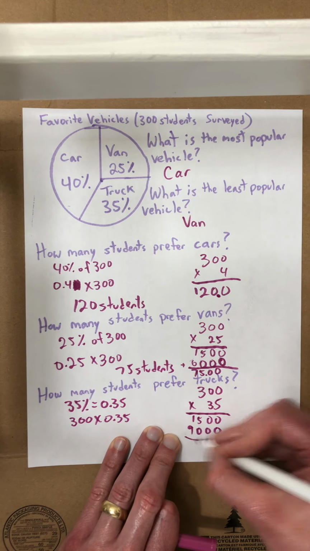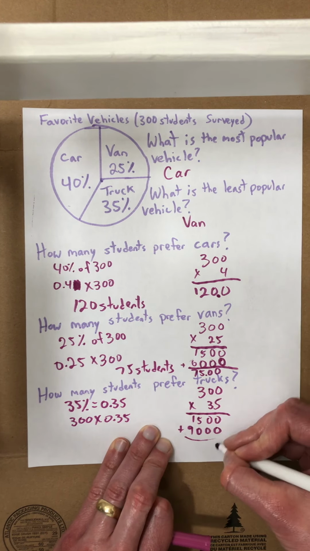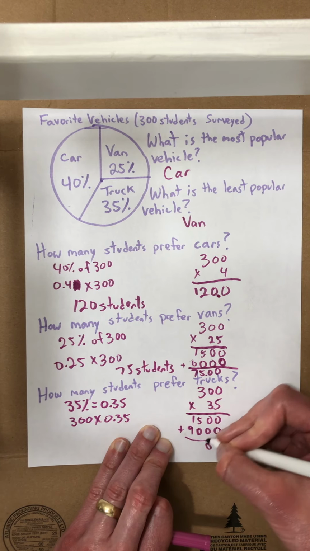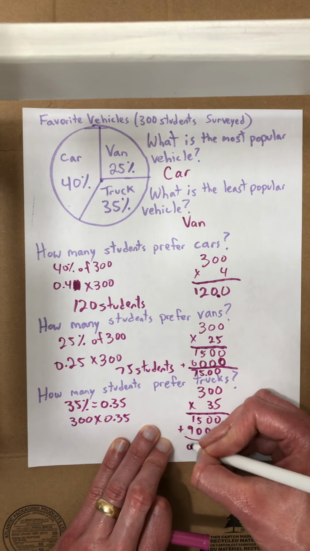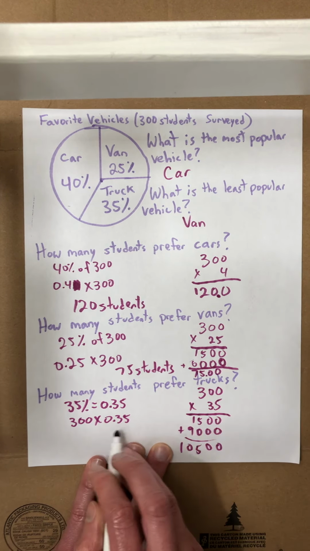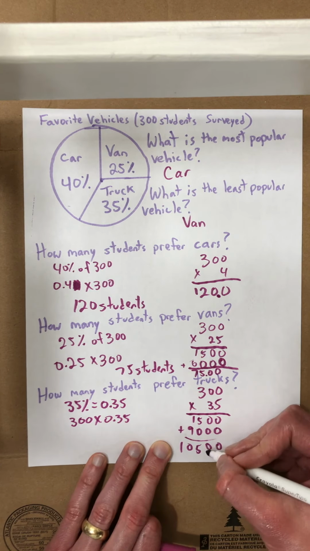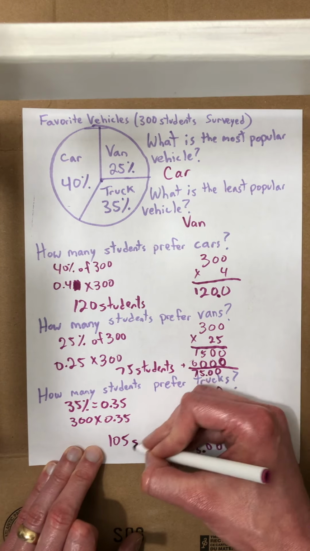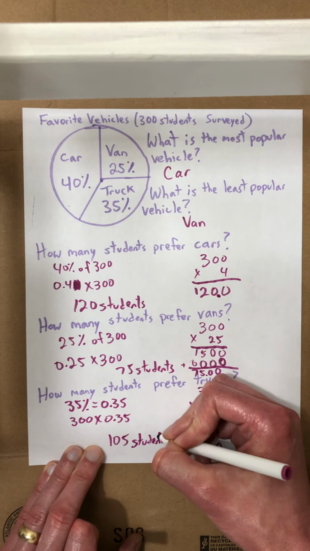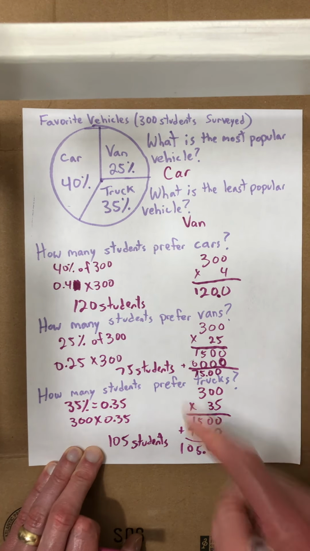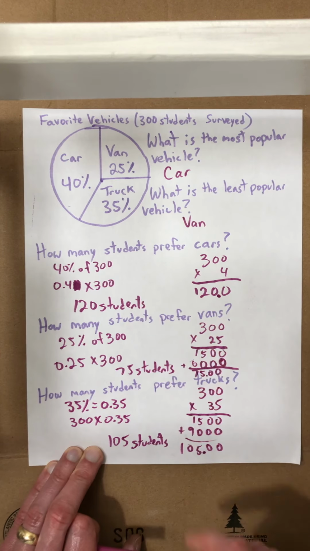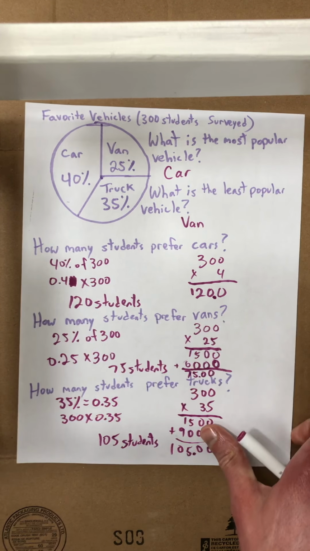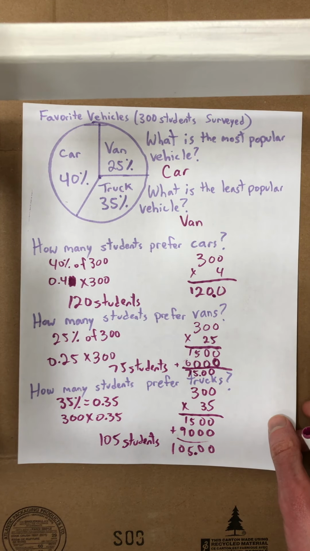Add them up again. These add up to 0, these add up to 0. This one adds up to 5. This one adds up to a 10. There were 2 decimal places in my original question, so 2 decimal places is my answer. 105 students preferred trucks. And this makes sense. It's lower than the amount that preferred cars, but more than the amount that liked vans. So this all does indeed make sense.